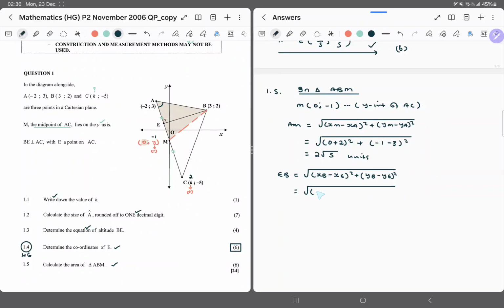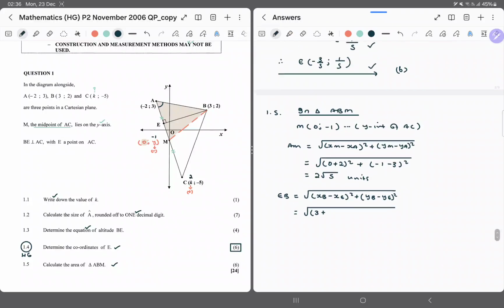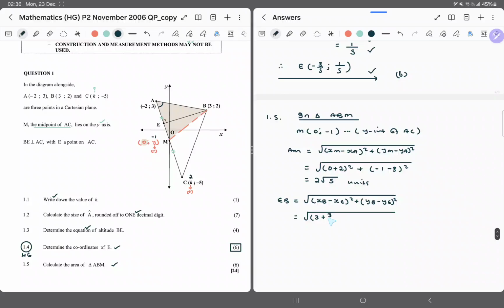Preferences later, guys. Okay, X at B is 3 minus X at E. This is minus. What did we find? Minus 3 over 5, all squared, plus Y at B. This is 2 minus 1/5 all squared. Okay, let's get it done. Now that I have a structure, I just sort it out nicely.